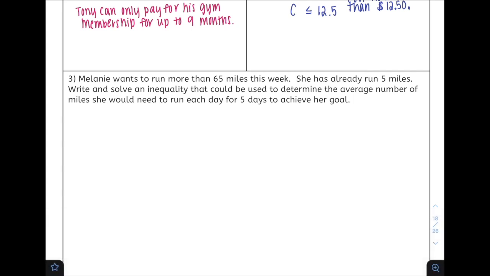Okay, so Melanie wants to run more than 65 miles this week. She has already run 5 miles. Write and solve an inequality that can be used to determine the average number of miles she would need to run each day for 5 days to achieve her goal. All right, so how many miles? So let's do M equal number of miles.